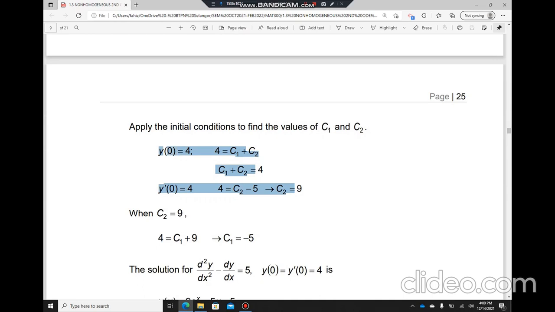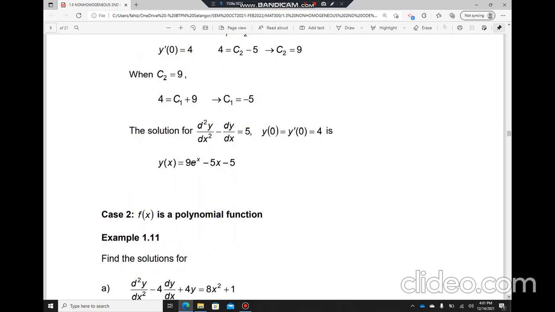Yang ni bila X sama dengan 0, Y sama dengan 4. Masukkan dalam Y. And then bila X sama dengan 0, Y prime sama dengan 4. Masukkan dalam Y prime. Okay, so you solve for C1 and C2.